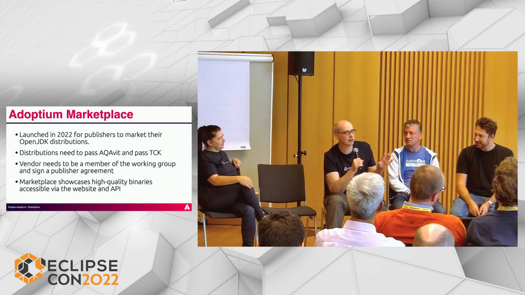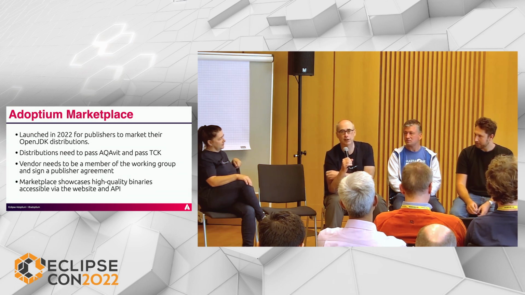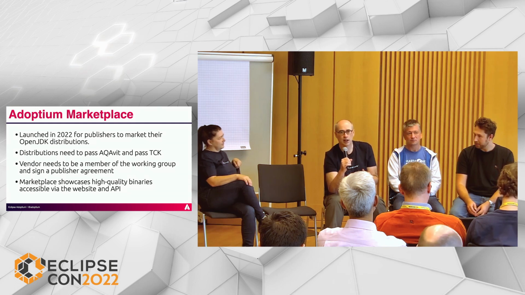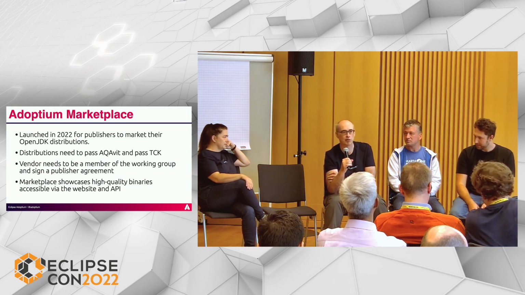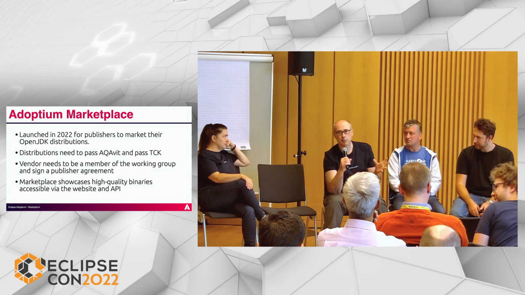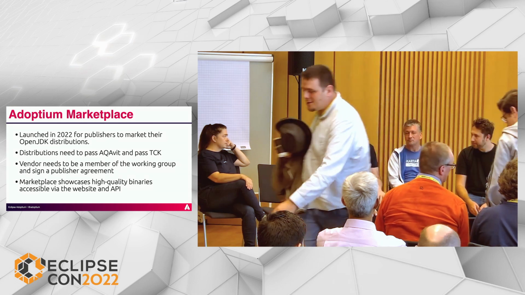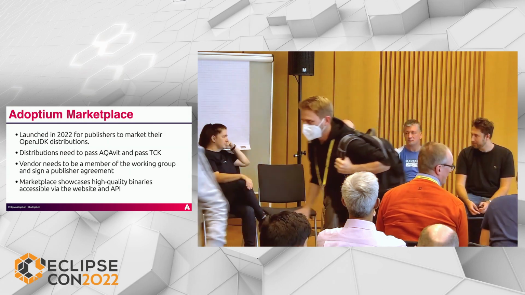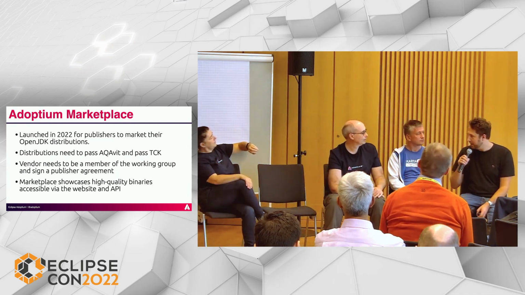So the marketplace is an API that serves up links to vendor binaries that have met certain criteria. Those criteria are that the binary has to be TCK compliant, so compliant to the Java specification. It has to be AQAvit verified, meaning it meets the quality criteria that's set by the working group in the AQAvit project, and that people have signed a publisher agreement to agree to be part of the marketplace. So that's what the marketplace is. It's a place for vendors. It's an additional marketing channel for vendors to distribute their binaries. Thank you. Any other comments on Marketplace?